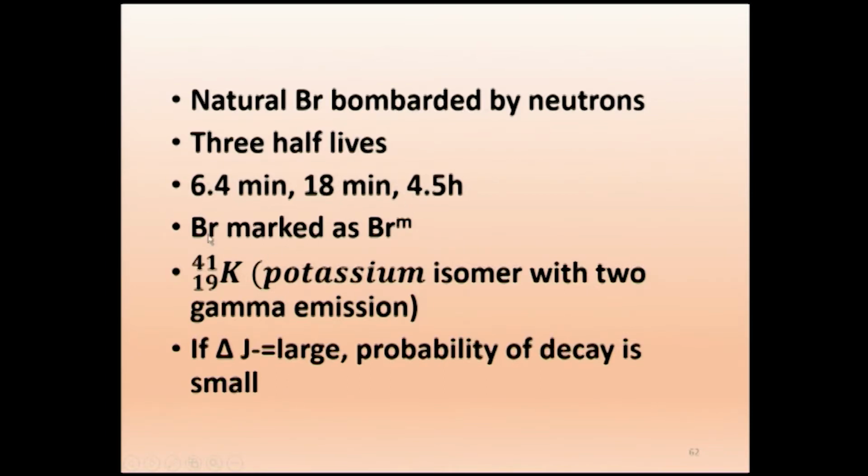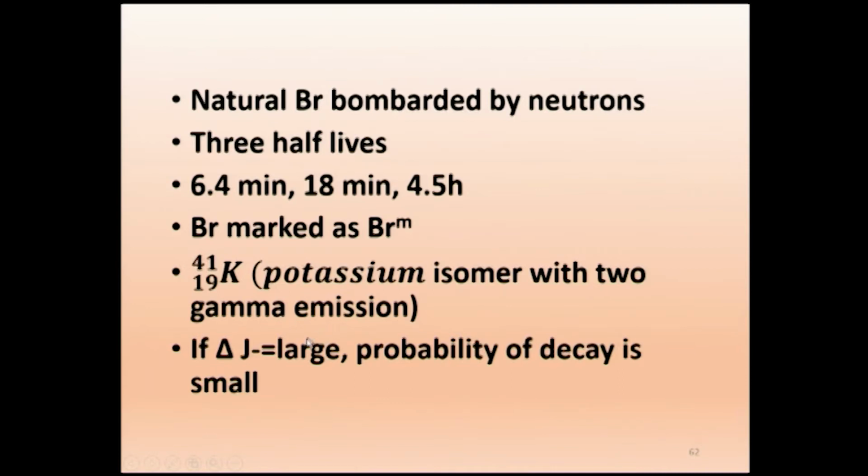So the bromine is marked as Br^M, superscript M. As we said in the table, wherever it is marked M, it means it is an isomer; it has a metastable state. Now we spoke about beta decay with 2-3 different half-lives. Now if you take potassium, atomic number 19, mass number 41, the potassium isomer comes out with 2 gamma emissions. This bromine has the 3 beta half-lives, while this potassium gives gamma emission.